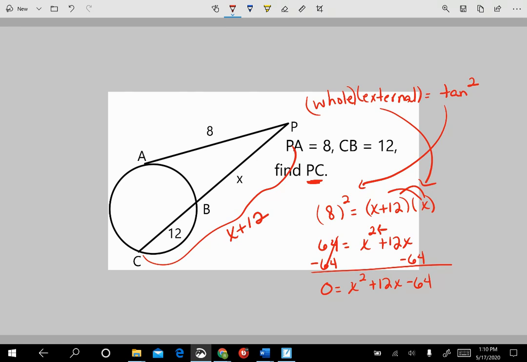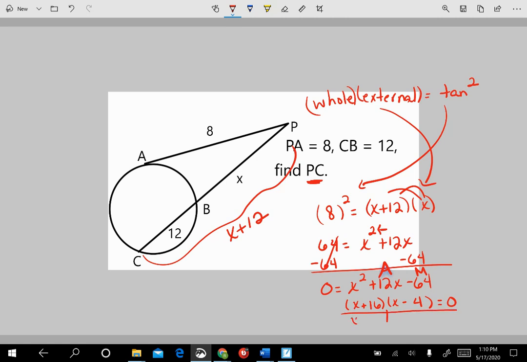To solve a quadratic, I can either factor or use the quadratic formula, but I'm going to go ahead and factor because it's a little bit easier. And I am looking for numbers to add up. Oh, that's not going to work. Okay, I'm looking for them to add to 12 and multiply to be 64. So it looks like 16 times 4, as long as it's a positive 16 and a negative 4.